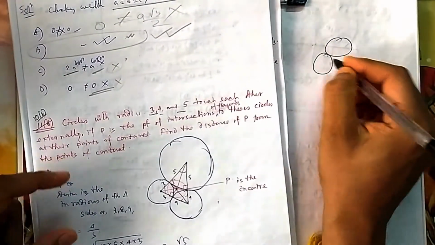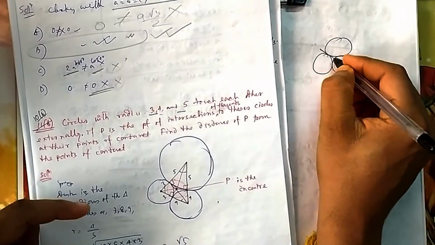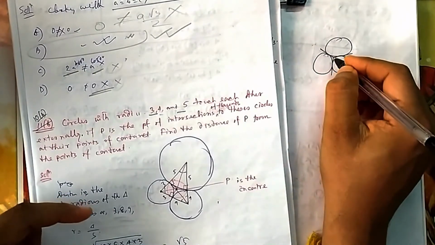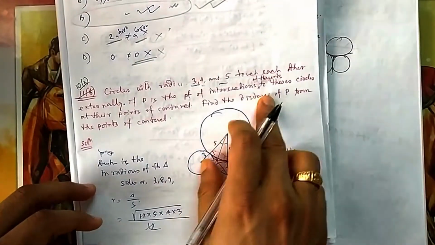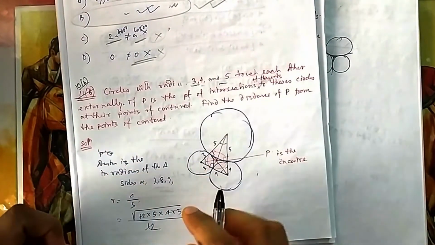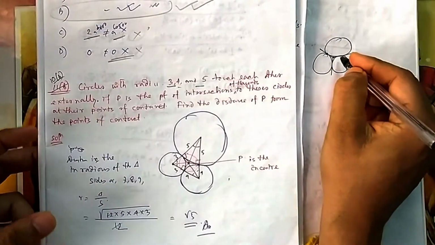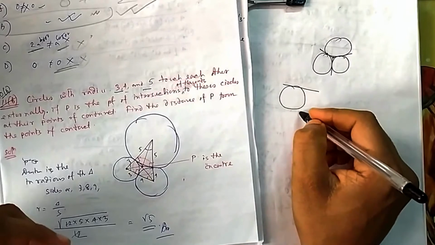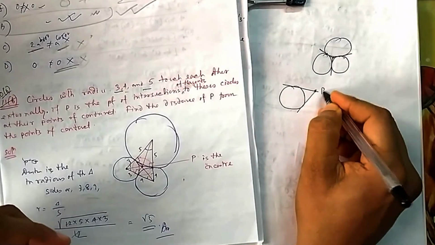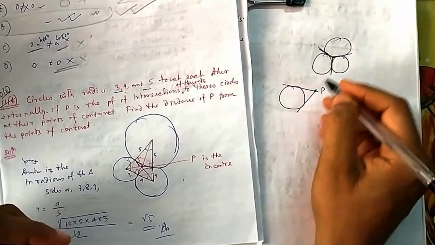These are the 3 circles they have touched. So the common tangent, this is one common tangent, this is one common tangent, all the 3 common tangents meet at the point P. Find the distance of P from the point of contact. Point of contact means these are the points of contact. Now if you take one circle, let me take one circle, then it will be easy. This was one. So this is the point P. You can see these two tangents are meeting at point P.